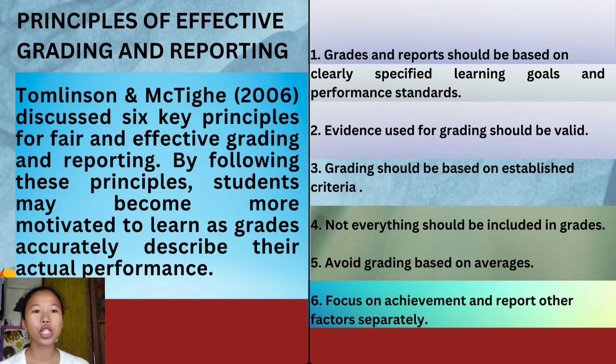For number 2, evidence used for grading should be valid. Students should be assessed on what they are taught. Grades should not be influenced by non-academic criteria like attendance, social behaviors, attitudes, among others. This muddles the final grade, reducing the validity of interpretation. This is known as hodgepodge grading. So hodgepodge grading pala siya, guys. Yung kapag basis lang natin is mga invalid po siyang mga reference for grading or evidences for grading like attitudes, the social behaviors, the attendance. So it's called hodgepodge grading.